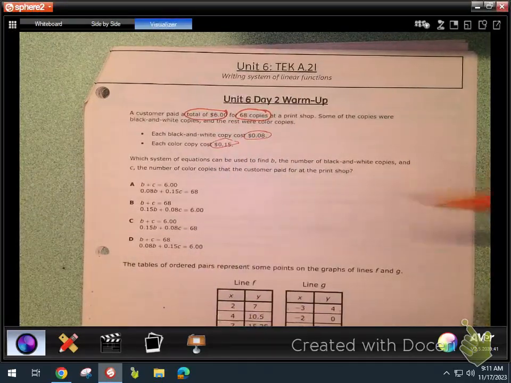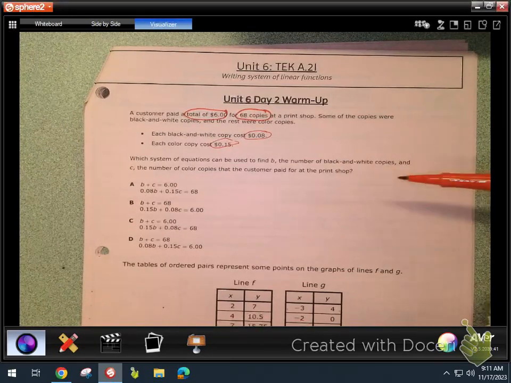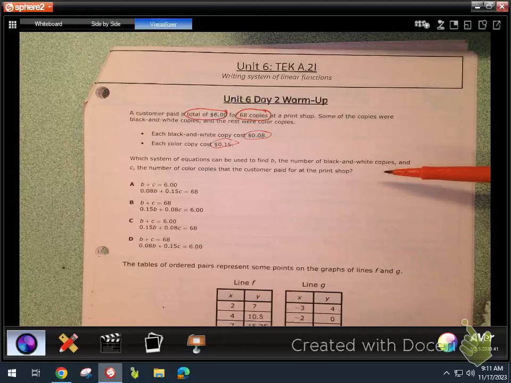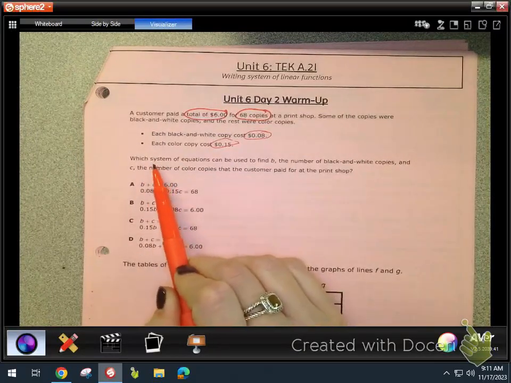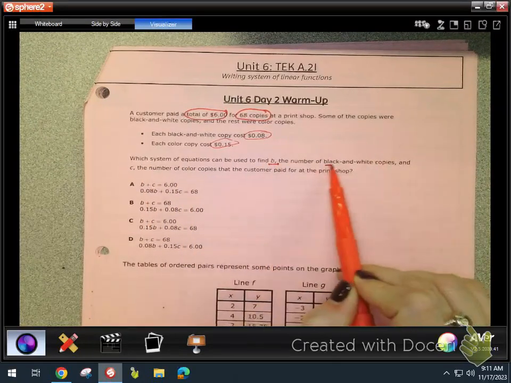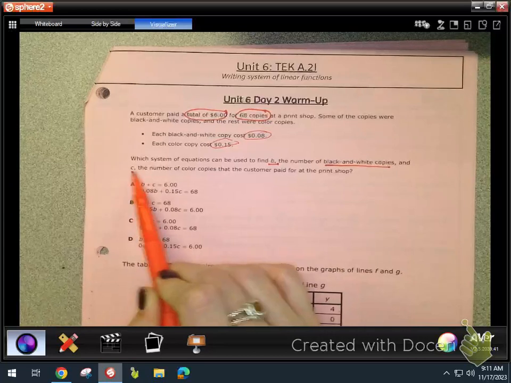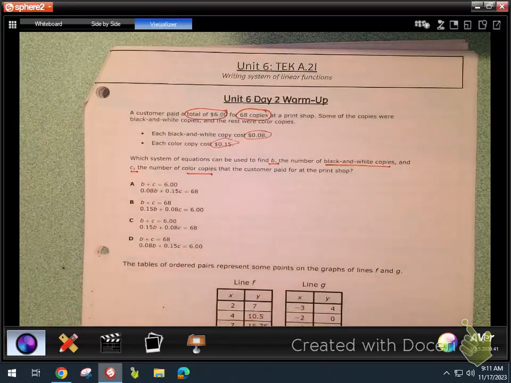Now, here's what the STAR test typically does, and I do like this because I think this is really helpful. They usually will define your variables for you. If you look at this next little sentence, it says, which system of equations can be used to find B, the number of black and white copies, and C, the number of color copies. So that's always our first step: what are our variables and what do they mean? What's nice about questions like this is that they tell you. So we know what those are.